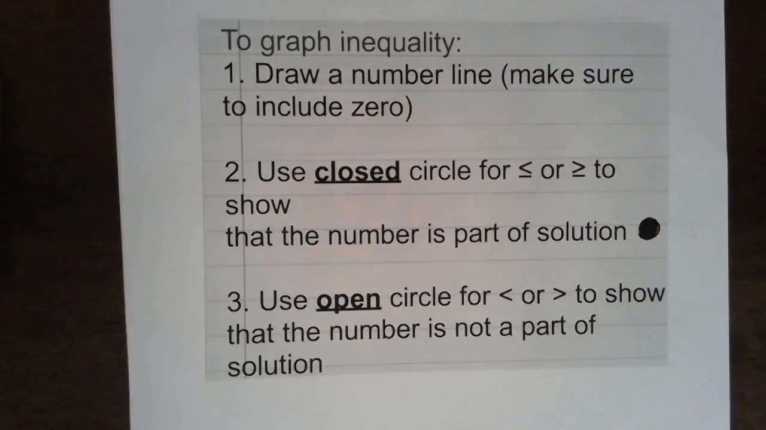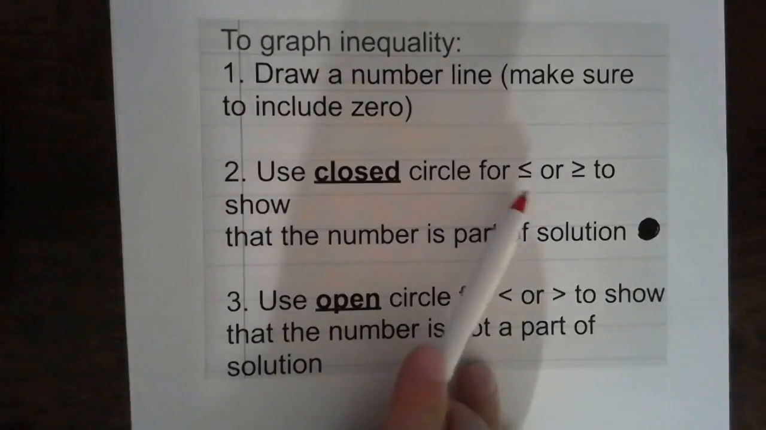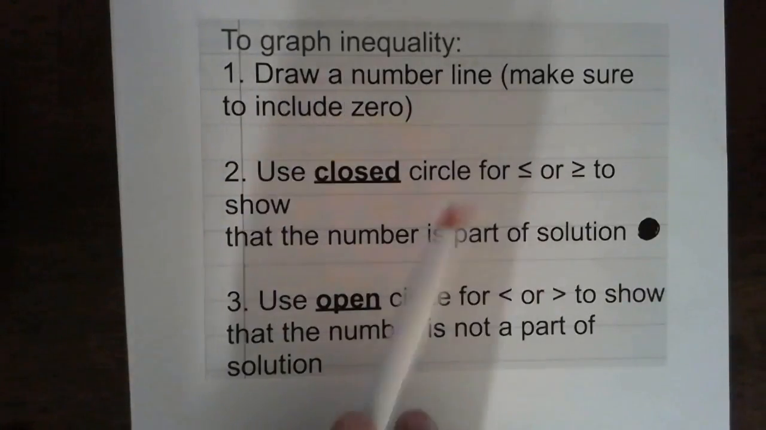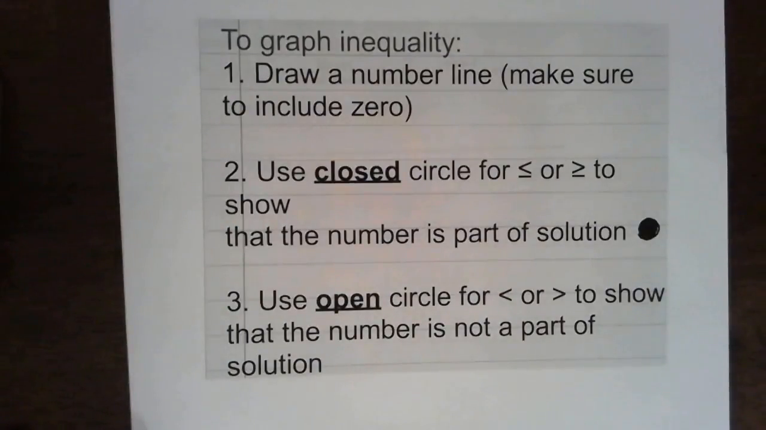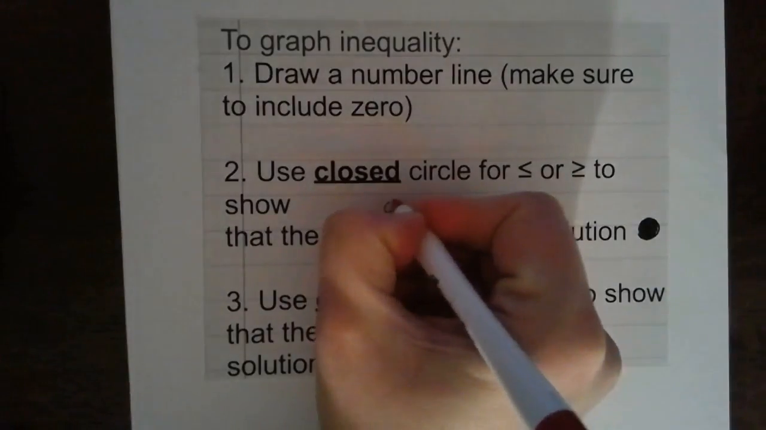Okay, good job. So to graph an inequality, what do you need to do? You need to draw a number line. Make sure to include the 0. I really like that part because then we know which numbers are negative and which are positive. You keep it all straight. Then you have to use a closed circle for inequalities which talk about less than or equal to or greater than or equal to, because that will mean something is equal to it. So you show it with a closed circle on a number line, which is a circle which is filled in.